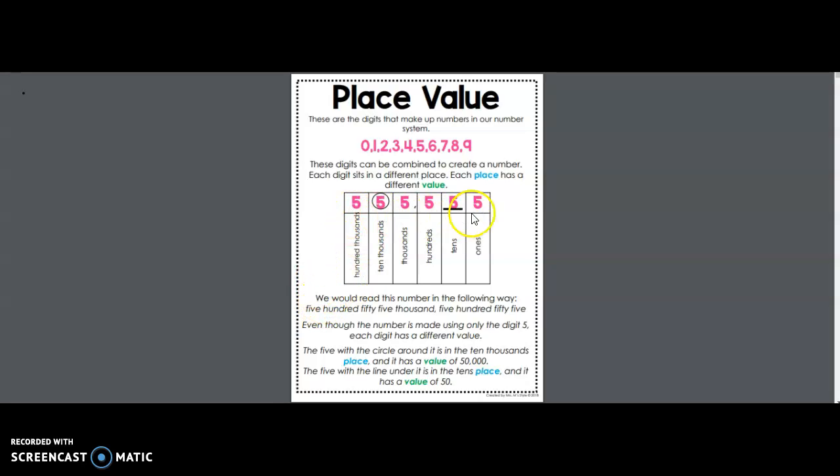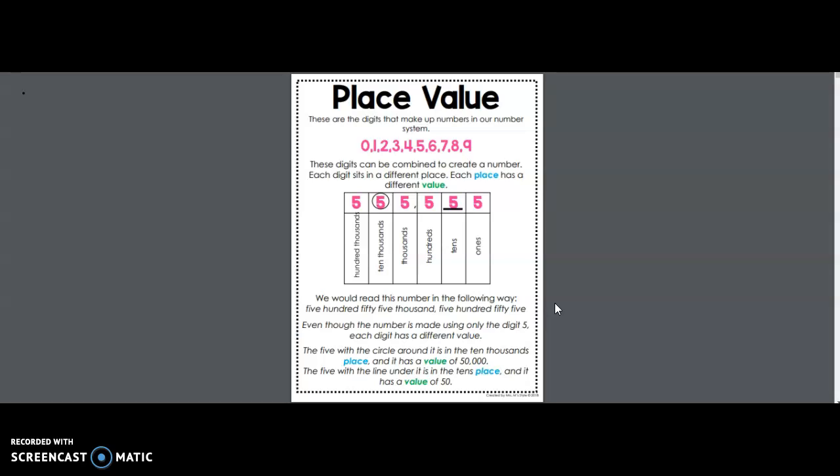So the example that they gave us, the number is 555,555. Even though this number is made up of only using the digit 5, each digit has a different value. So for example, the 5 with the circle around it is in the 10,000s place, and it has a value of 50,000. The 5 with the line under it is in the tens place, and it has a value of 50.